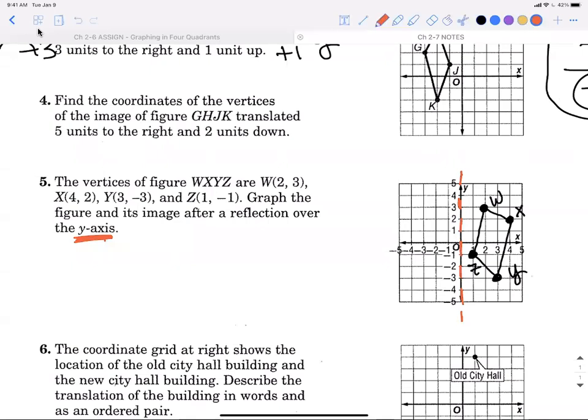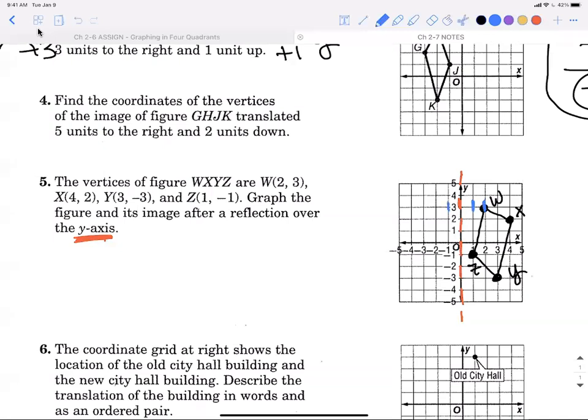So if we're reflecting over the y, I want you to look at the point W. When I flip that W over this reflection point, it's going to be exactly the same amount of space away from the reflection point on the left and the right. Does that make sense? I wish I had a pointer here. Let's do this right here. If I am 2 spots to the right of my reflection line, or my axis of symmetry, that means that W is going to reflect 2 spots on the other side of my axis of symmetry.